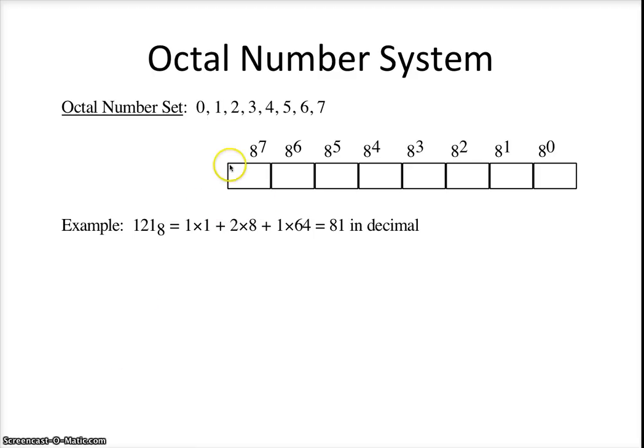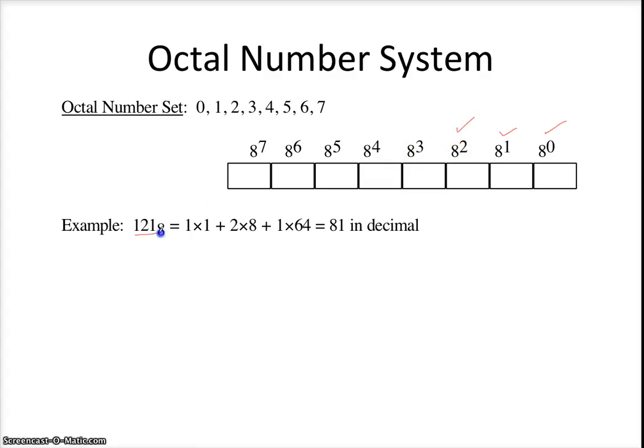How about the octal set? The octal set consists of 8 symbols: 0, 1, 2, 3, 4, 5, 6, 7. There are 8 symbols there. Again, we're going to take a look at our number placement. We're going to have 8 to the 0th power, since octal is base 8, then 8 to the 1st power, 2nd power, and so on.